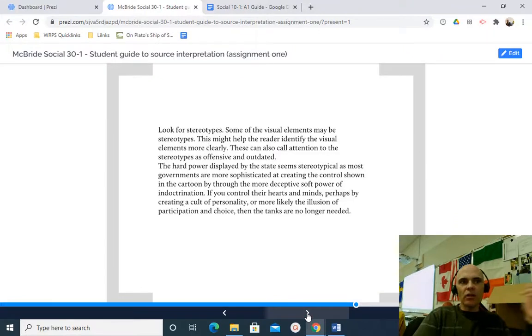Look for stereotypes. The hard power displayed by the state seems stereotypical, as most governments are more sophisticated at creating the control shown in the cartoon through the more deceptive soft power of indoctrination. If you control their hearts and minds, perhaps by creating a cult of personality, or more likely the illusion of participation and choice, then the tanks are no longer needed. So the tank is actually a stereotype.